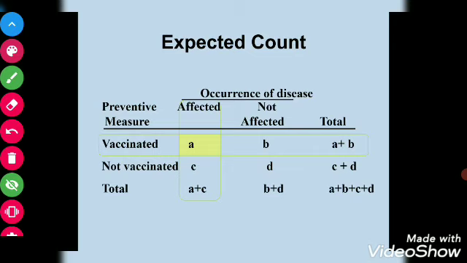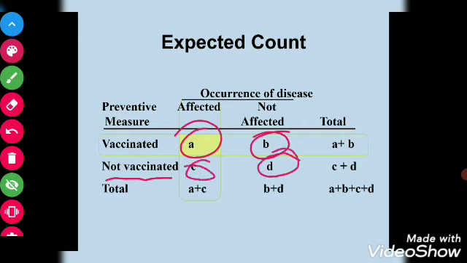So they noted the observations. In the vaccinated group, A number of people got the disease and B number of people did not get the disease. Similarly, in the control group, the group that didn't get the vaccine, C were the people who got the disease and D were the people who didn't get the disease.